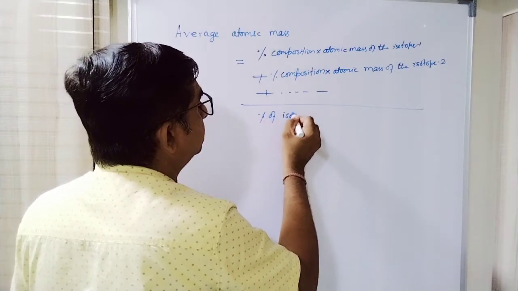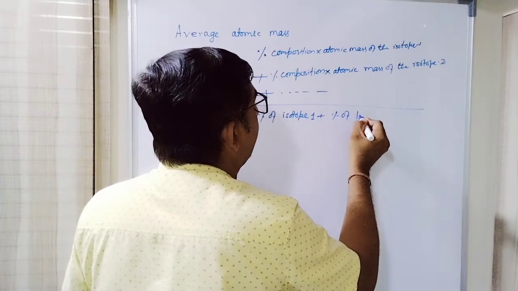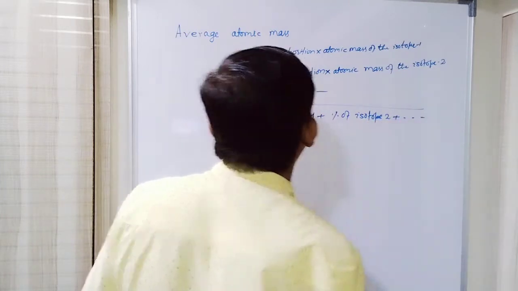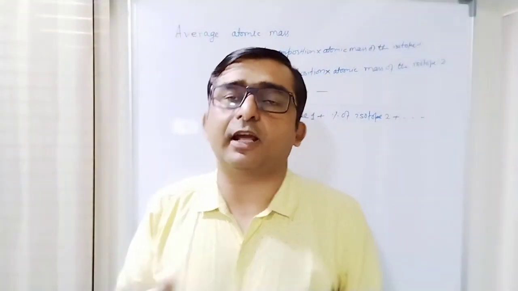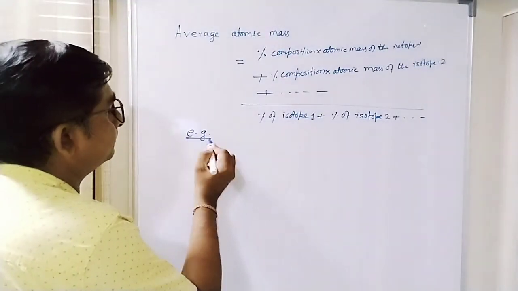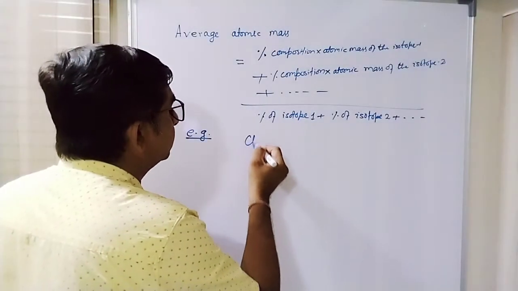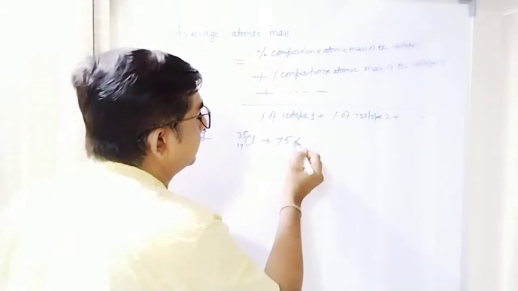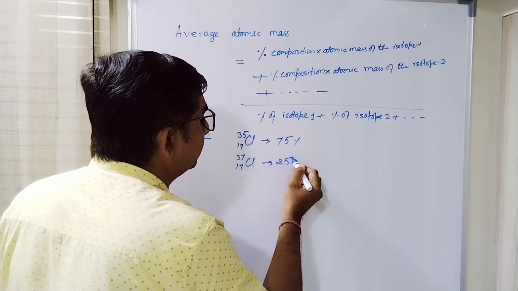Percentage of isotope 1 plus percentage of isotope 2 plus and so on. Generally this will come as 100%, because the sum of all types of isotopes will always be equal to 100%. So that is how we calculate. As for example, in a natural sample of chlorine, chlorine-35, which has a mass of 35 units, was found to be 75%, and chlorine-37 has a percentage of 25%.